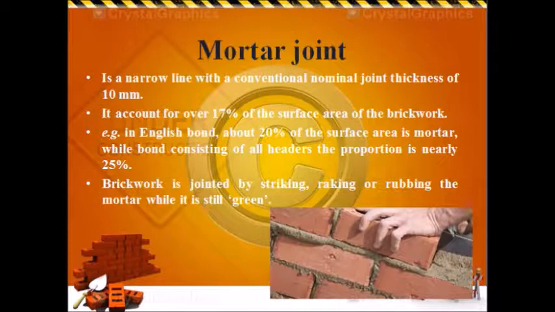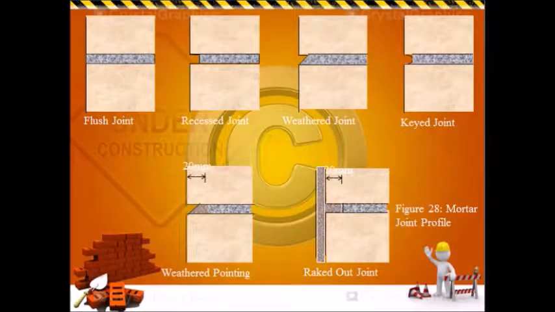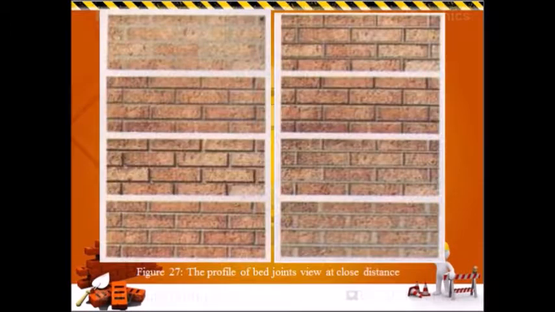Brickwork is jointed by striking, breaking or rubbing the mortar while it is still green. Maksudnya, kerja-kerja brickwork ni akan menggunakan mortar yang masih belum kering. Ni adalah mortar joint profile, pattern mortar yang digunakan untuk join the brick. First is flush joint, reversed joint, weathered joint, key joint, weathered pointing, and raked out joint.